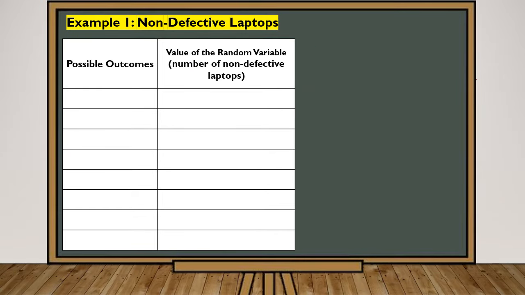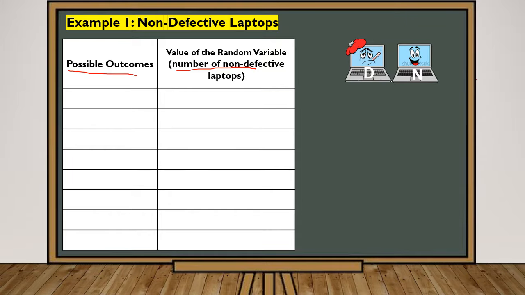How to get the values of the non-defective laptops? First, we have to create a table. In the first column, you have the possible outcomes, and in the second column, you have the values of our random variable. To get the possible outcomes, we use letter D for defective laptops, which have issues or are not in good condition, while we use letter N for non-defective, meaning it is functioning well and in good condition. Before anything else, we will determine the sample space.